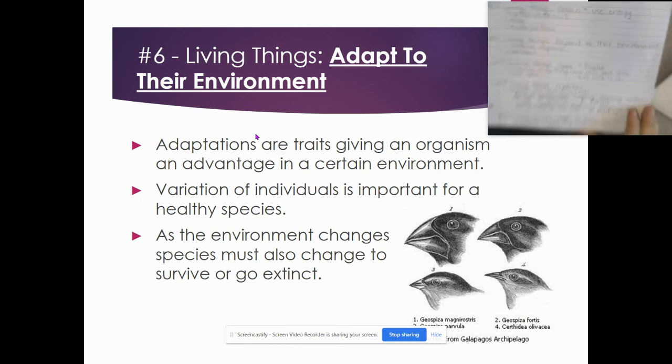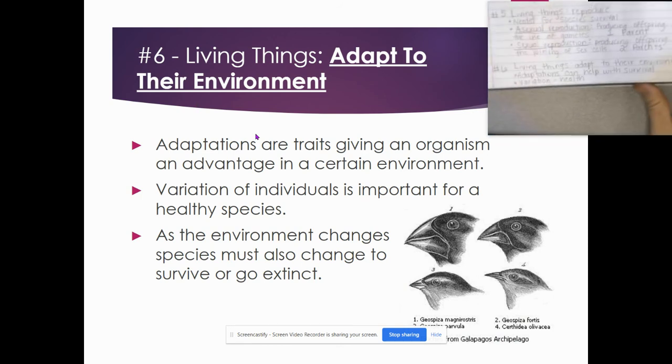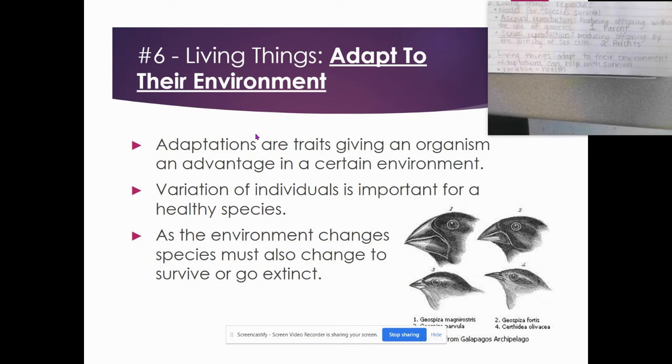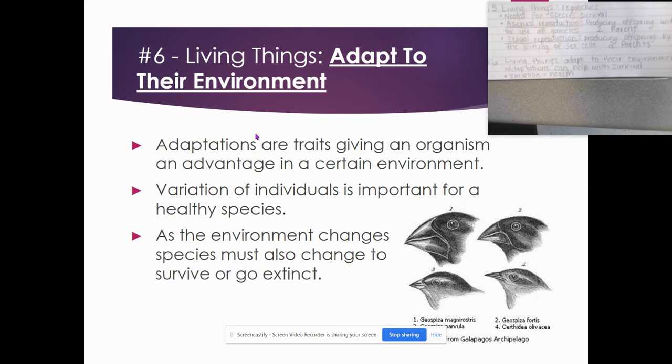Okay, number 6, I squished that at the bottom of my paper here. Living things adapt to their environment. Adaptations can help with survival. So adaptations are traits giving an organism an advantage in a certain environment. Variation of individuals is important for a healthy species. So for birds, that's the easiest one we can look at. In order for birds to live in the same environment as bigger animals that eat similar things, they have formed these beaks that make it best for them to hunt that.